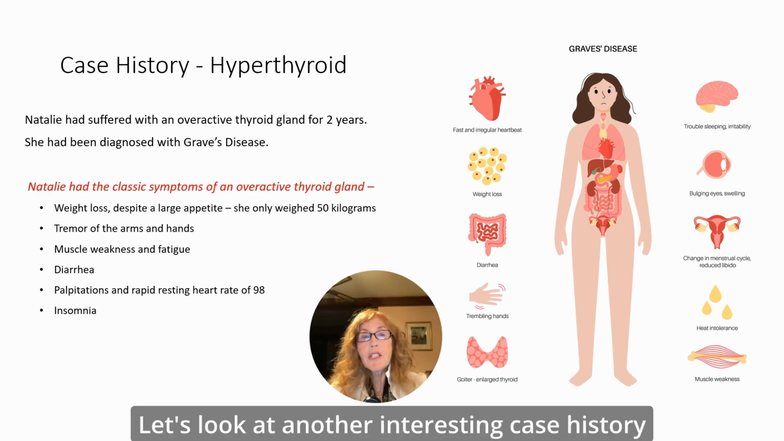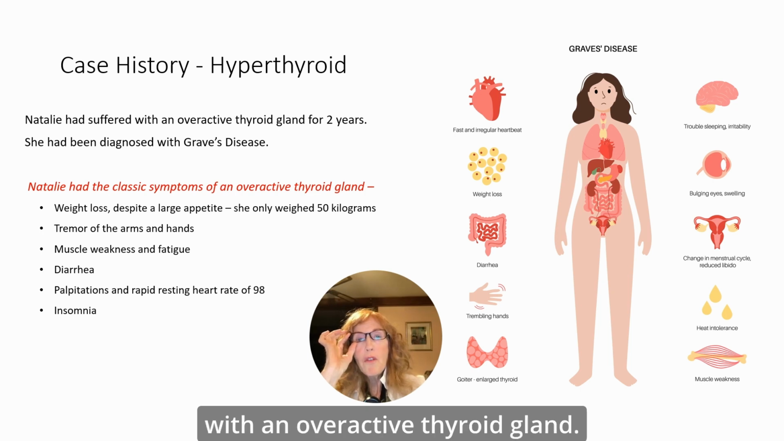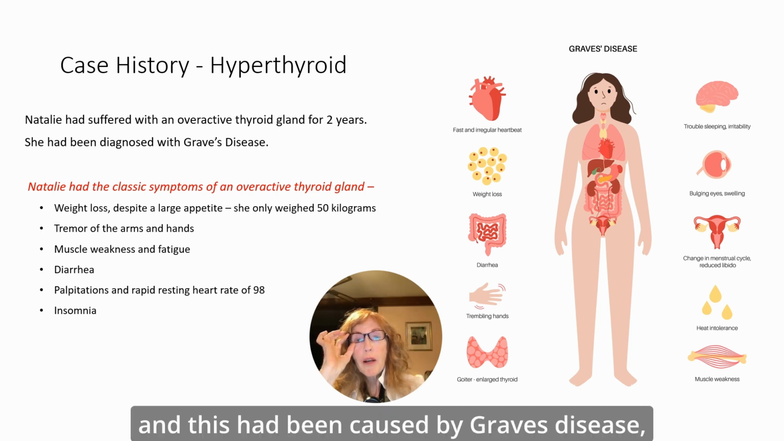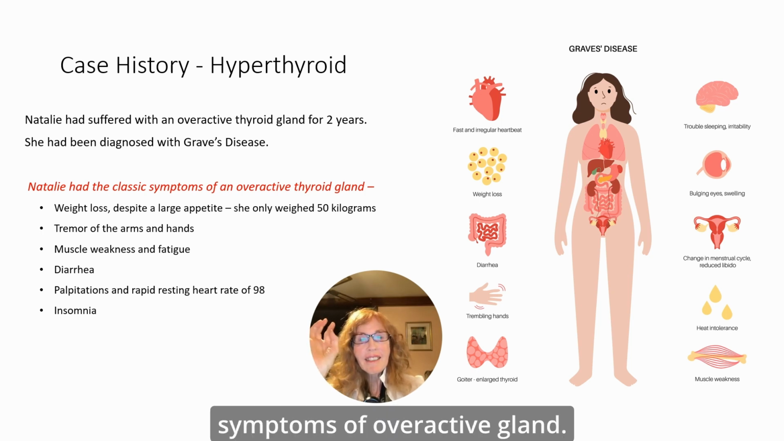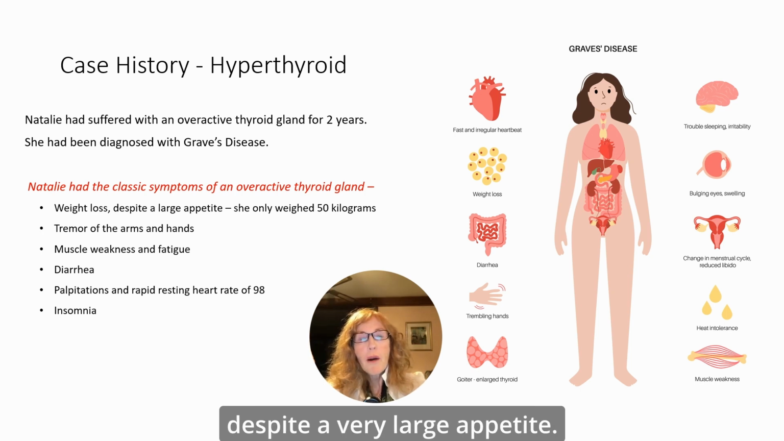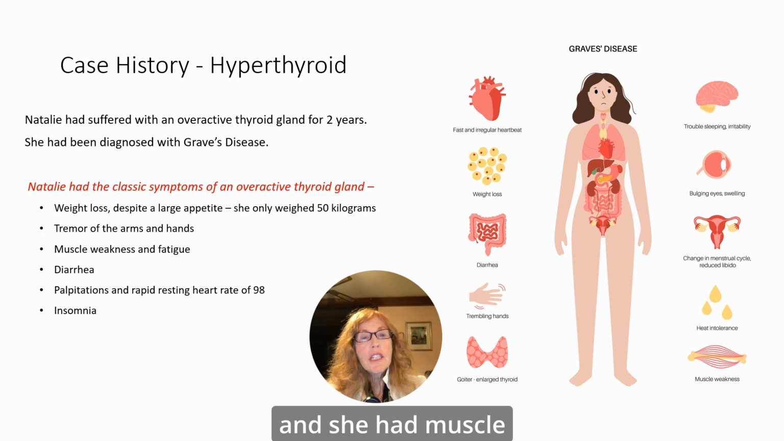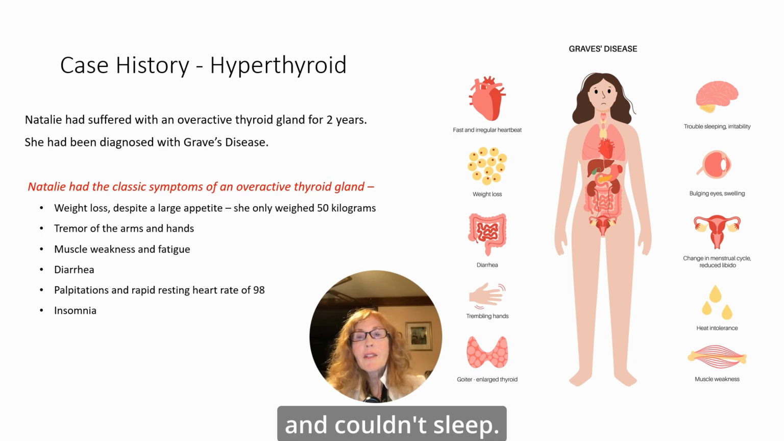Let's look at another interesting case history, that of Natalie, who actually suffered with an overactive thyroid gland. She'd had this problem for 2 years, and this had been caused by Graves disease, which is autoimmune. Now, Natalie had the classic symptoms of an overactive gland. She'd lost a lot of weight. Despite a very large appetite, she only weighed 50 kilograms. And she had a tremor in her hands, and she had muscle weakness, diarrhea, palpitations, and couldn't sleep.